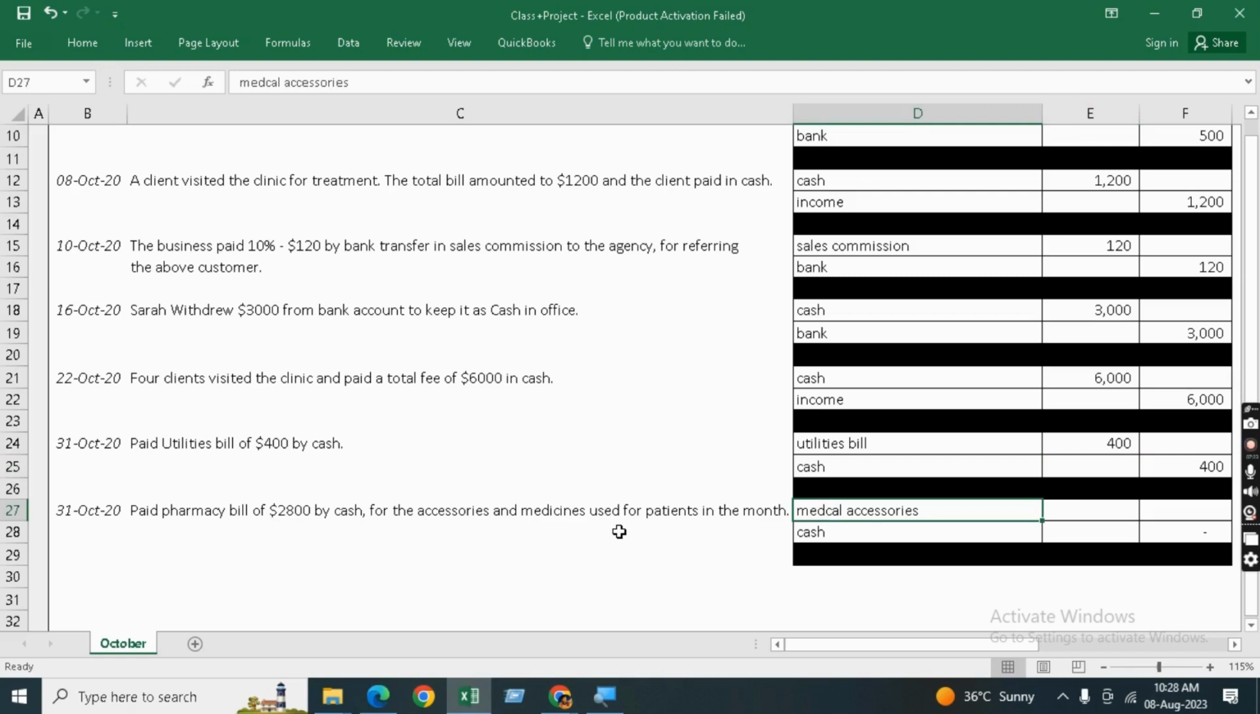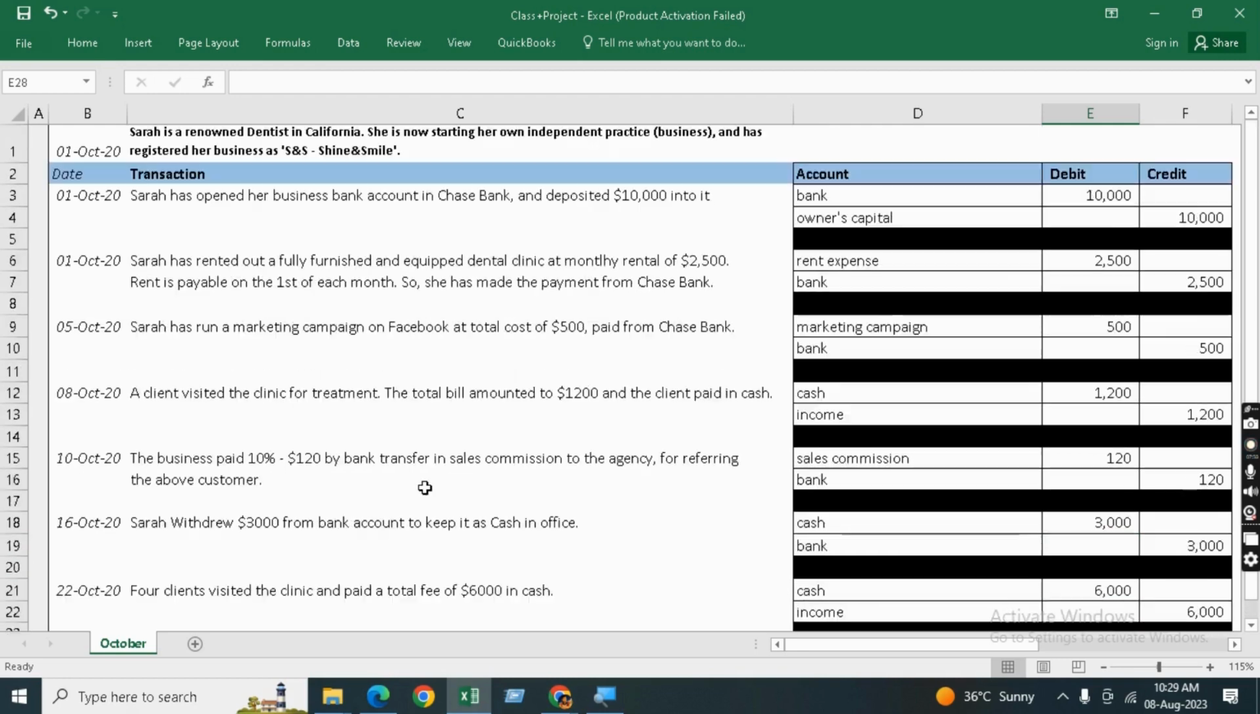So in this case, medical accessories is a kind of expense. Since we paid for it, it will be debited by 2,800. For the credit entry we use the ledger of cash, because we paid it in the form of cash. So cash will be credited by $2,800. So this is our first step of recording the transactions into the journal entry.